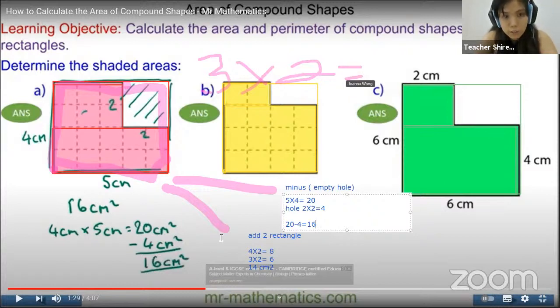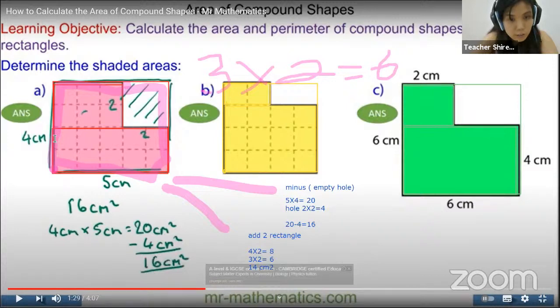Oh, sorry. 1, 2, 3, 4, 5, 5, 5, 4. Here is 2 by 2. So it's 16, correct. Here, what did I do wrong?